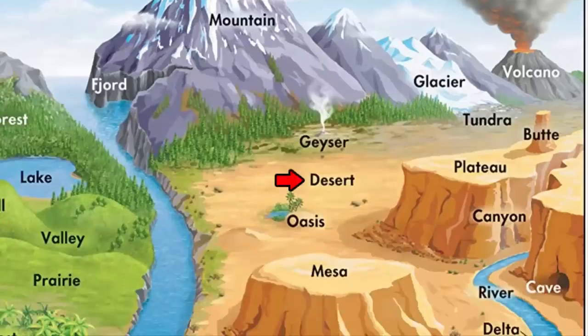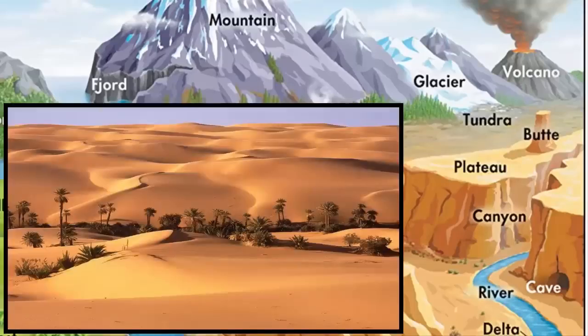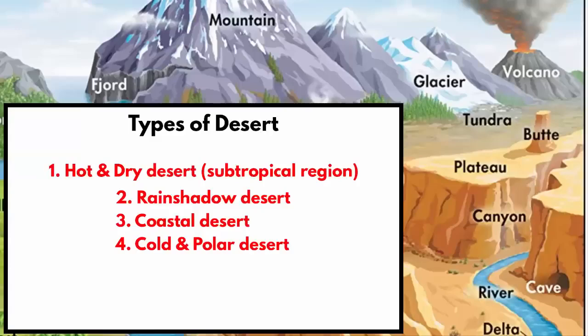The next one is desert. When we think of a desert, this kind of sandy picture comes to our mind, right? But that's not the only kind of desert. There are basically 4 types of deserts.